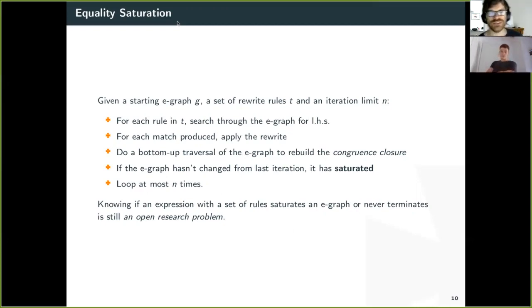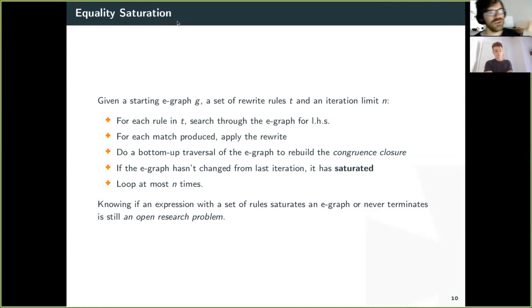Now, if the egraph hasn't changed from the last iteration, it's saturated, and you can just say you're done. But in general, it won't. But that's not a problem, because every time you find a new thing to insert into the egraph, and you know when you're inserting new things, you're gaining information and you're making progress. So even if this thing runs forever, it's still always making progress, whereas the classical rewriting system might just be doing the same loop over and over again.